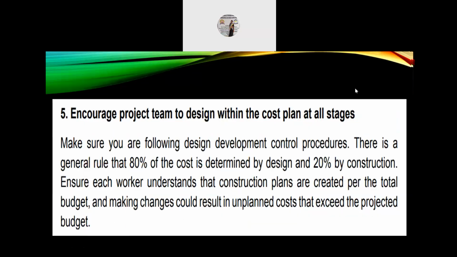Number 5, encourage project team to design within the cost plan at all stages. Make sure you are following the design development control procedures. There is a general rule that 80% of the cost is determined by design and 20% by construction. So ensure each worker understands that construction plans are created per the total budget, and making changes could result in unplanned costs that exceed the projected budget.